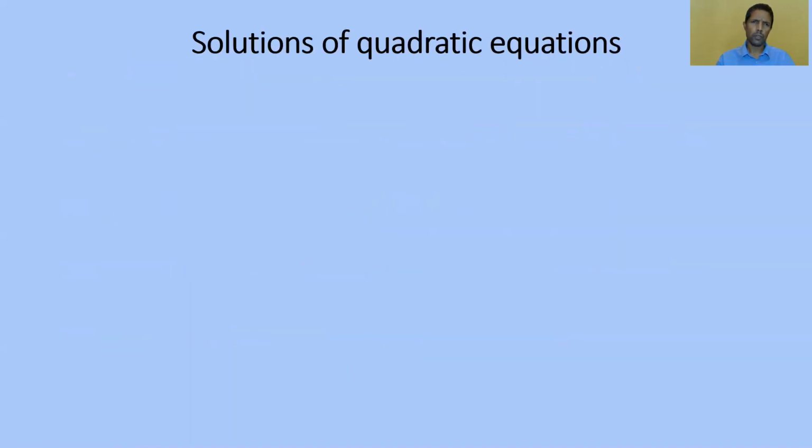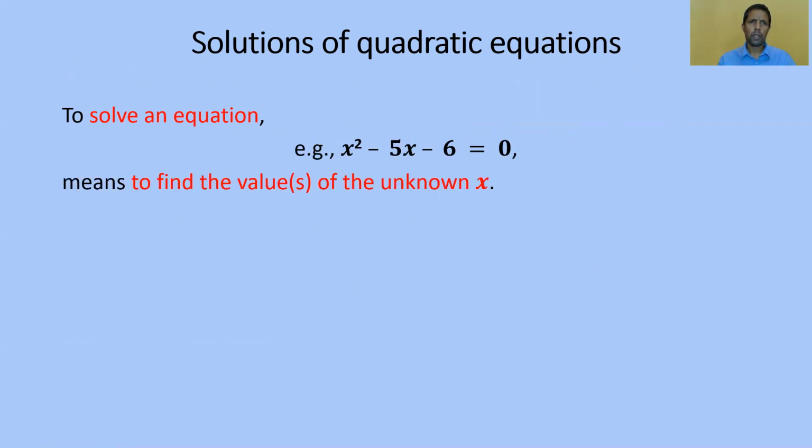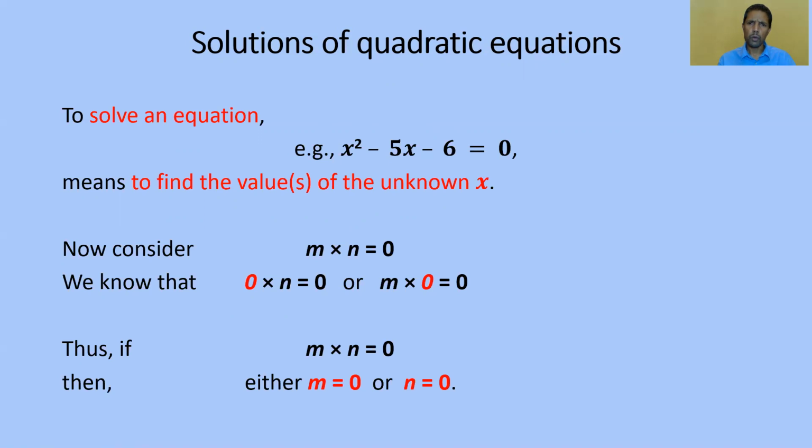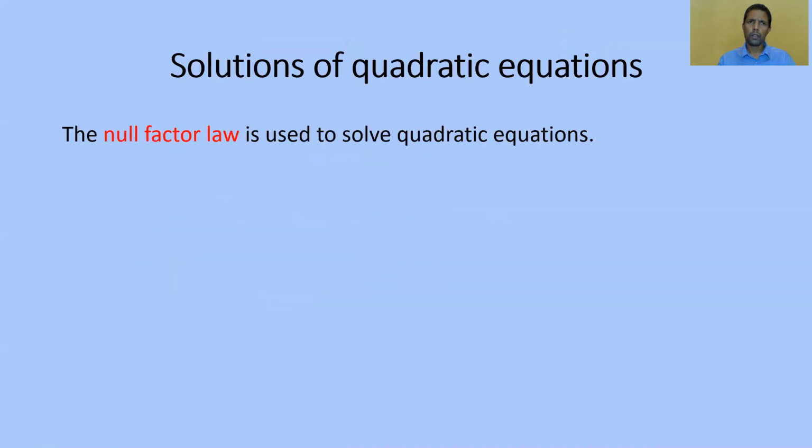Solutions of quadratic equations. To solve a quadratic equation, for example, x squared minus 5x minus 6 is equal to 0, means you find the value or values of the unknown x. Consider m times n is equal to 0. We know that 0 times n is 0, or m times 0 is 0. Thus, if m times n is equal to 0, then either m is equal to 0 or n is equal to 0. This is known as the null factor law.